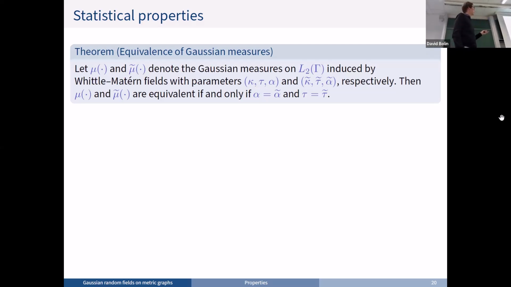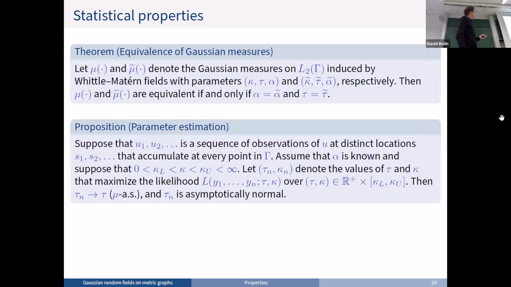This directly tells us that this range parameter kappa does not change the measure, kind of. So that tells you directly that you will not be able to estimate that parameter consistently under infill asymptotics. That is what this proposition is saying: essentially you can estimate, say, the parameter tau consistently if you get more data on the metric graph, but you cannot estimate kappa. This maybe looks a bit bad. However, this is exactly the same thing as what happens with Matern fields on R^d. They have the same property that you cannot estimate the range consistently.